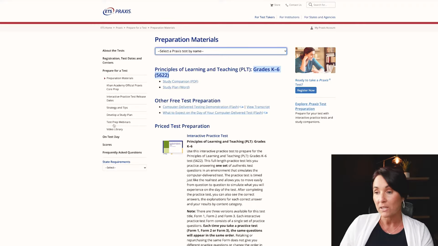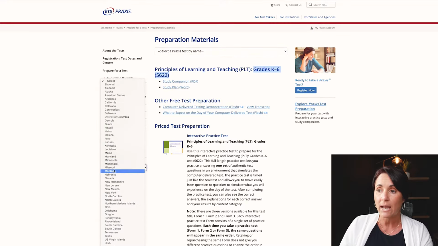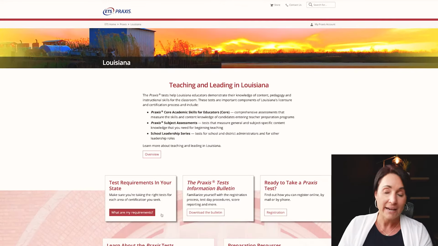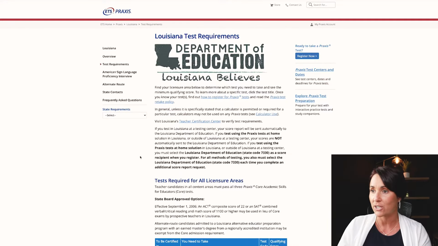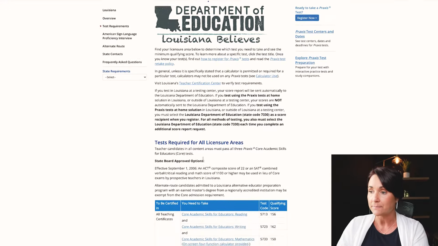So that's where this menu over here on the left-hand side comes in. This is the state requirements. So what I would do is grab this and then scroll down. I'm going to go ahead and grab Louisiana because we have a lot of people from Louisiana that watch our videos. So let me grab Louisiana, one of many. Lots of you are from different states, so I'm glad you're here regardless of what state you're from. And so if you just click, this is Louisiana.